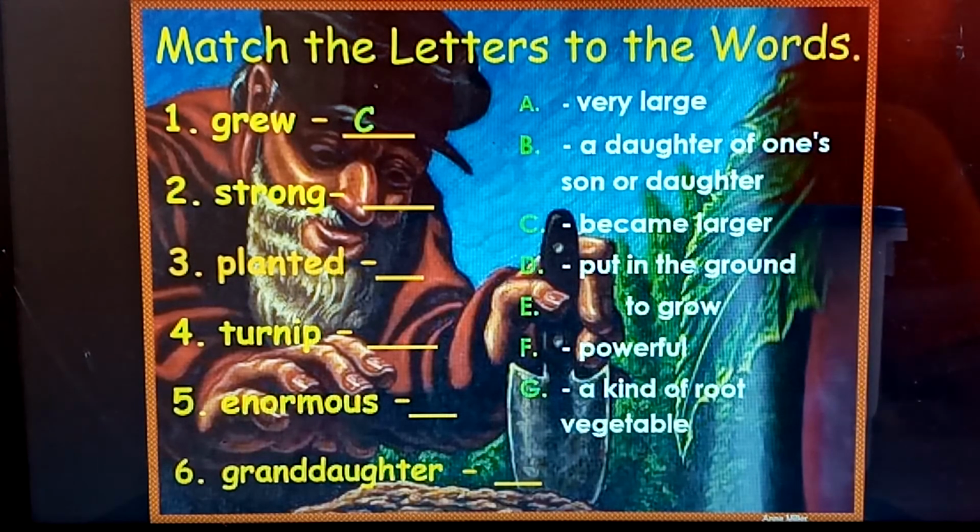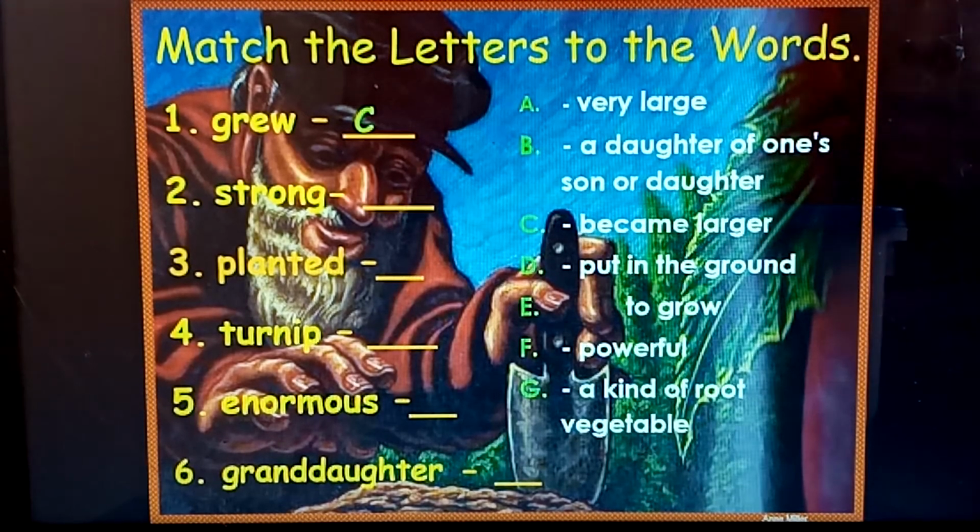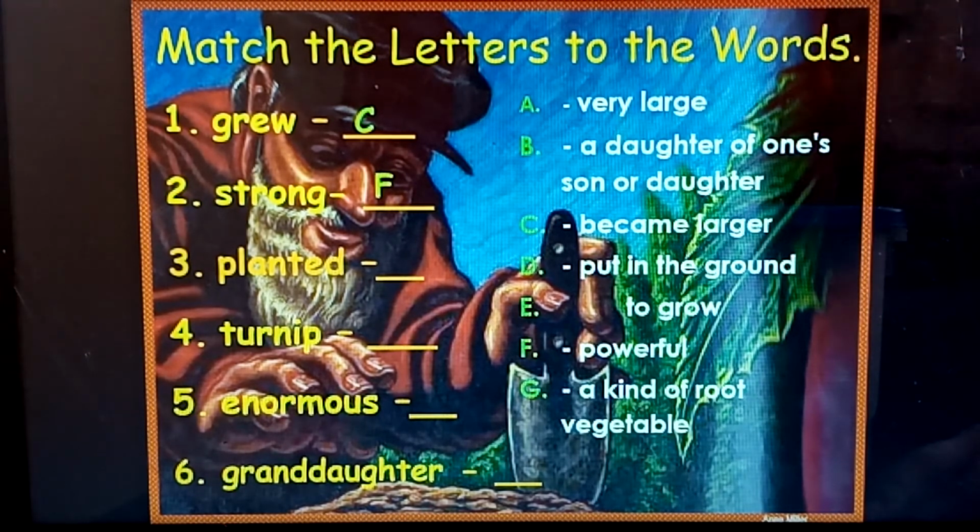So you have A, very large. B, a daughter of one son or daughter. You have C, became larger. You have D, put in the ground. You have E, to grow. You have F, powerful. You have G, a kind of root vegetable. What do you think? Right, F goes there. Now number 3, you have planted.